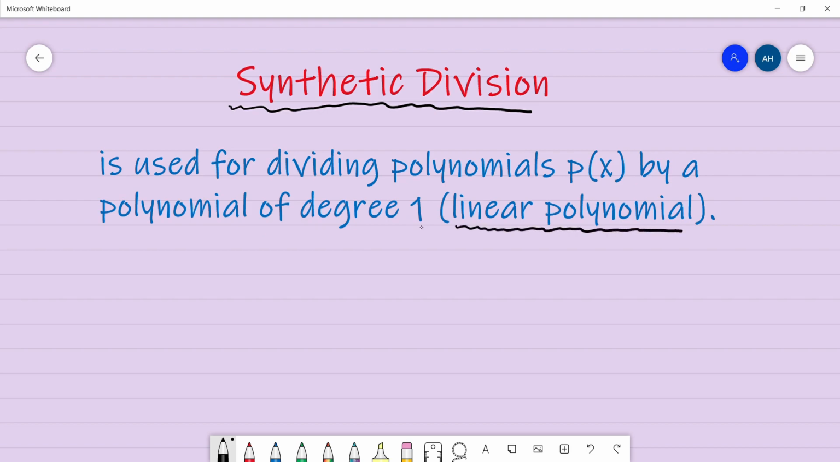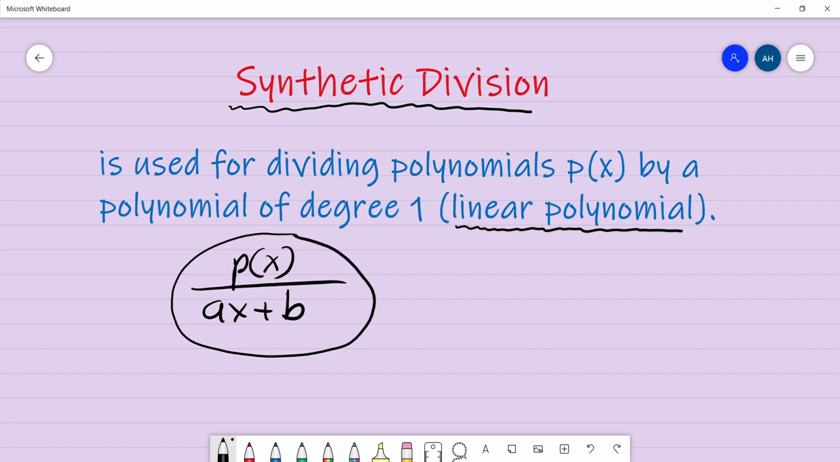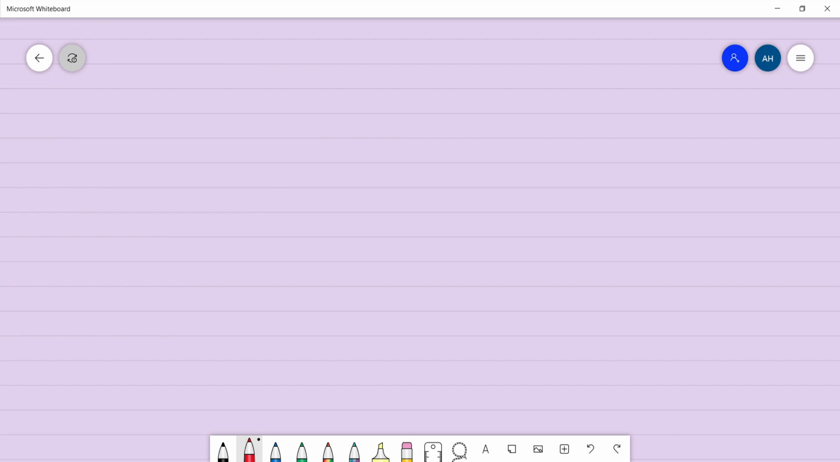polynomials. Therefore, if we have a polynomial, let's say p(x) in general, and we want to divide it by a linear polynomial, that is ax + b, in this case, we can use synthetic division to solve it. Now, let us start with example number 1.